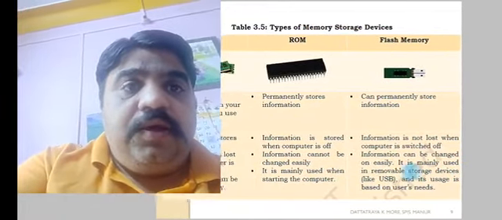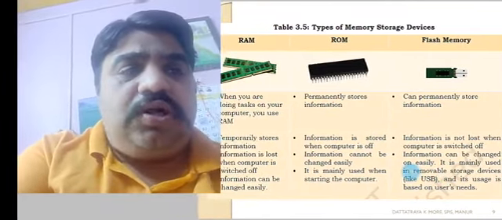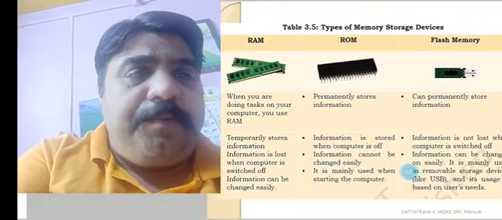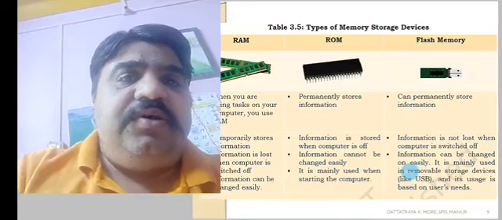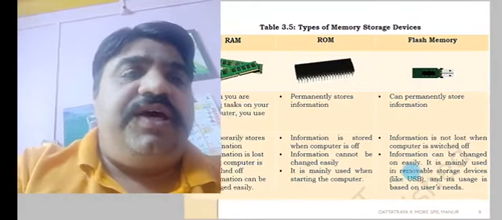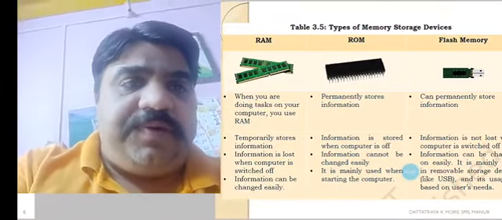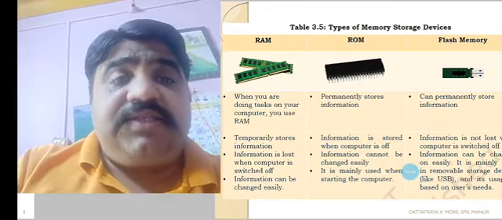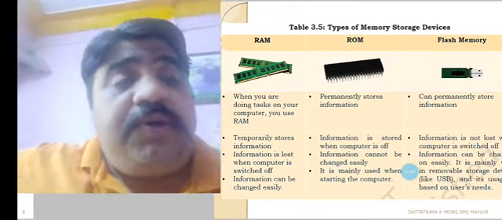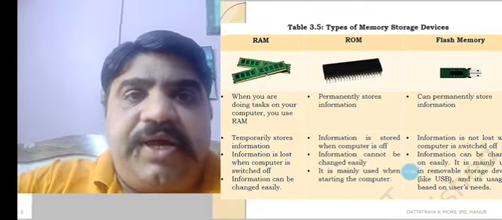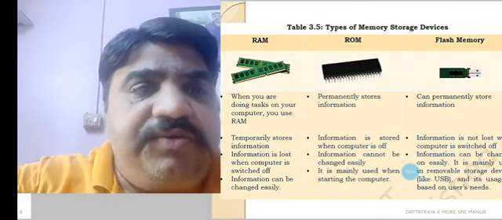Sorry. So let us see in a short glance. In the small part I have compared these memory units. You can just observe over here: RAM, ROM, flash memory. RAM means random access memory, ROM means read only memory, and flash memory means pen drives we are using, that USB drives.